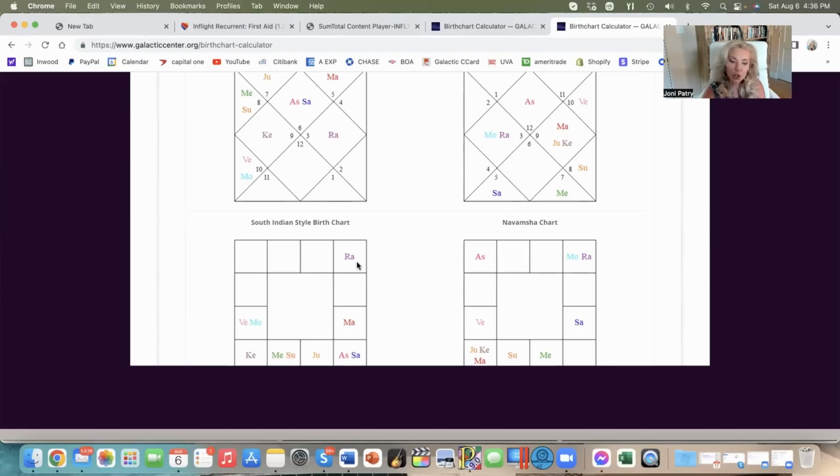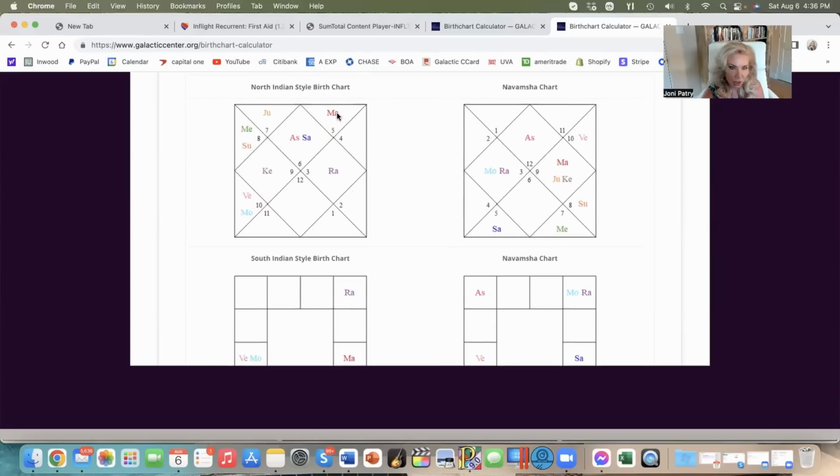And then you get to the 10th house, which is where Rahu sits in what sign? Gemini. So that's Gemini. Then the next house, which is the 11th house here. Remember, the houses are what change in the South Indian style chart. So that is the 11th house, and that's Cancer. So you see up here.